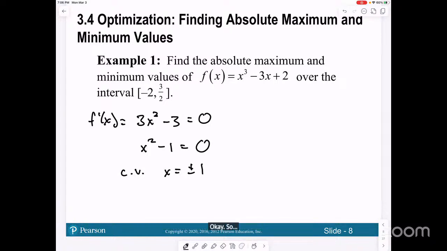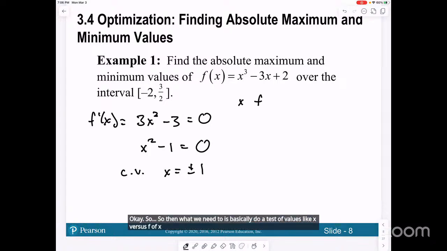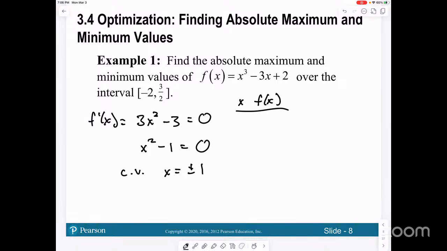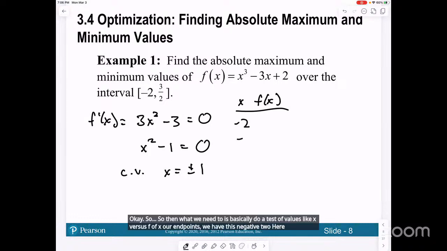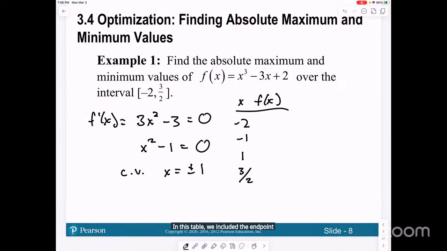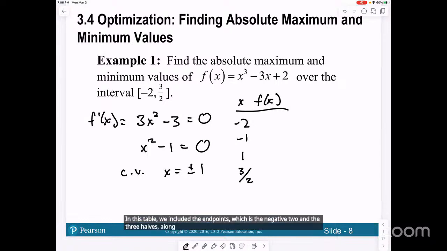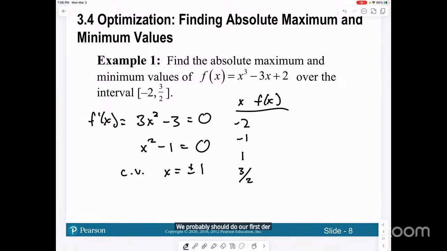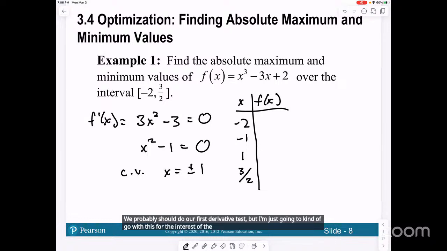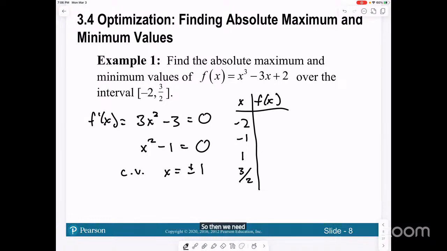Then what we need to do is basically a test of values, x versus f of x. Our endpoints, we have this -2. Here's our -1, 1, and 3/2. So in this table, we included the endpoints, which are the -2 and the 3/2, along with our candidates for critical values that we found. We probably should do our first derivative test, but I'm just going to go with this for the sake of time. So then we need to evaluate f at these values.